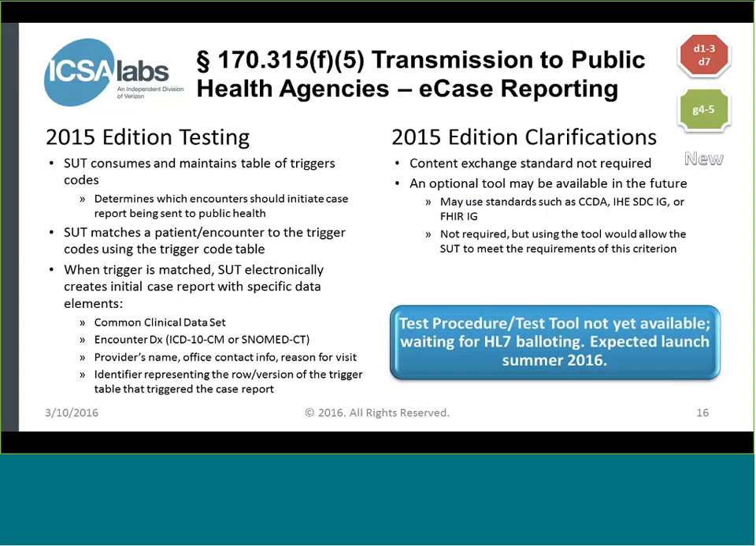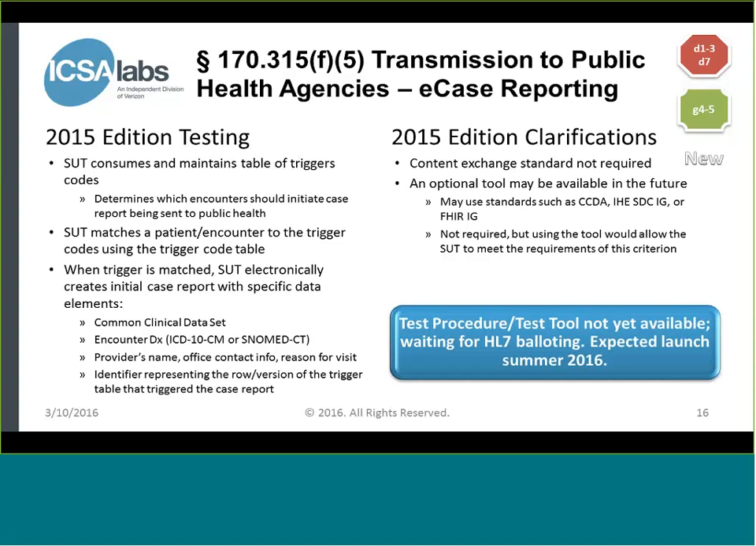Okay. Electronic case reporting, this is a brand new criterion. So the next 3 criteria I'm going to talk about are brand new. So as far as testing goes, your system has to be able to consume and maintain a table of trigger codes, and this will help your system determine which encounters should initiate an initial case report being sent to the public health agency.